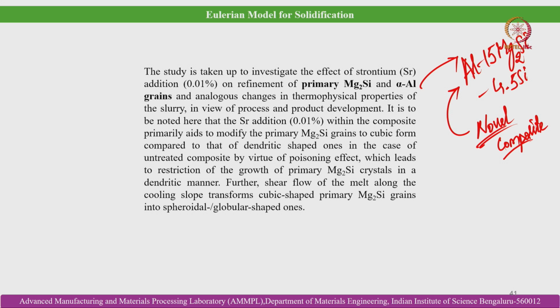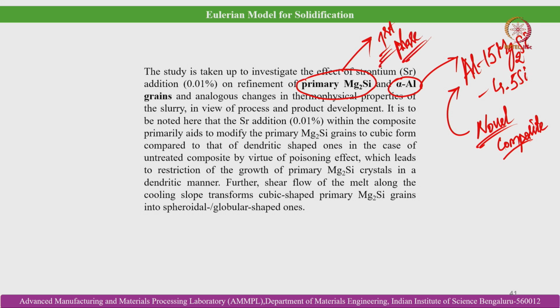So, here basically two primary grains evolved. One is primary Mg2Si and the other is alpha aluminum. Why are we calling them two primary grains? Because Mg2Si is the first phase to nucleate from the liquid composite melt.